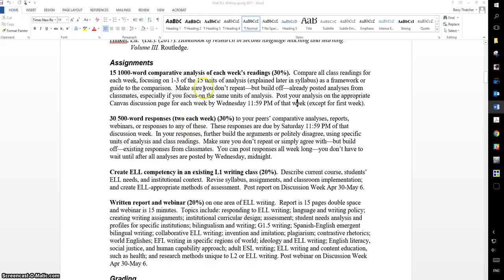these discussion assignments. And as I explained in the navigation part of the course, the navigation video, for each week we have one discussion board. And you will upload your comparative analysis on that discussion board as well as your responses, and we have one discussion board for each week.